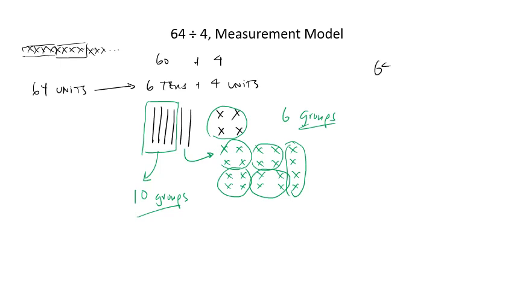Let's switch. 64 divided by 4 equals 16. So that's my quotient. I've measured off in groups of 4. I ended up with 16 groups. That's my quotient.